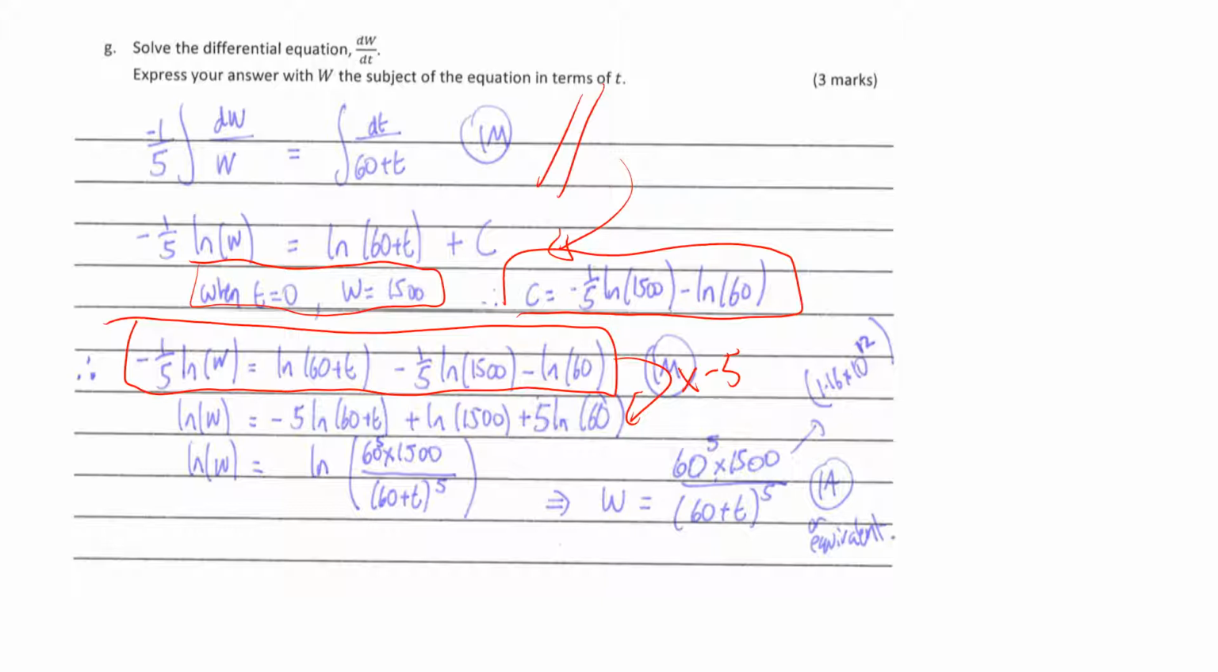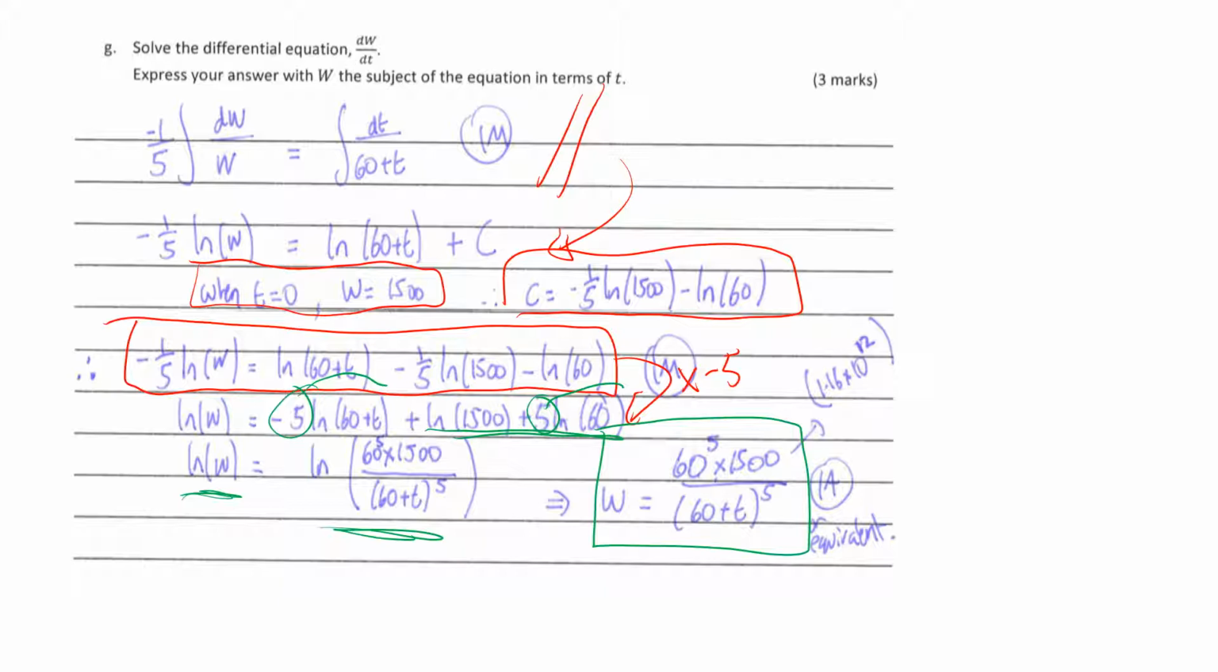Now at this point, what I'm going to do is make that a single log expression and then just marry up the two arguments. Here, I'll just get a different color. We're going to reverse the log power of -5, and we're going to combine these together. 60 to the power of 5 times 1500 becomes the numerator, and 60 plus t to the power of 5 becomes the denominator. So log W is equal to log of this expression. We can equate logs and come up with this expression for W.